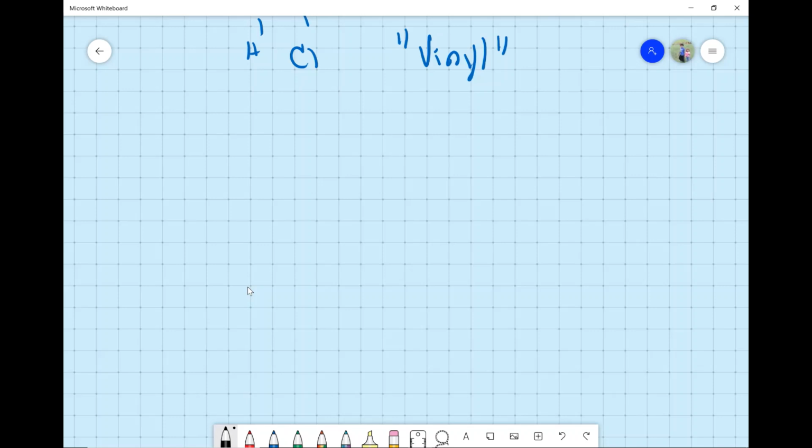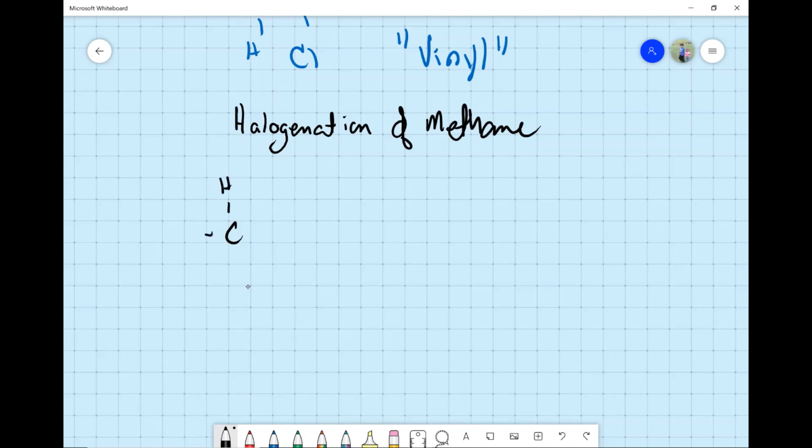Right, so let's talk about a chemical reaction involving the halogenation of a hydrocarbon, and we can talk about the halogenation of methane. So halogenation of methane, hopefully you can read my handwriting. And we can start off with methane, and we want to combine that with chlorine.